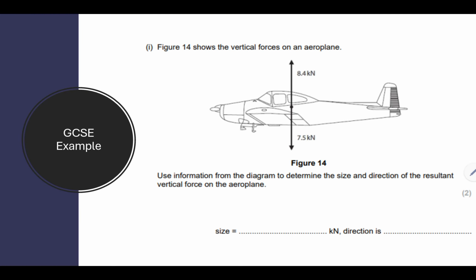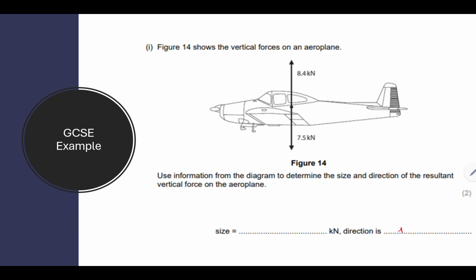So now we are going to be going over a GCSE example exam style question, where the question is, determine the size and direction of the resultant vertical force on the aeroplane. So we can see that there's an aeroplane and it has forces up and down. And we can see that the upwards force is bigger than the downwards force. And so that means that the plane is going to be moving upwards.